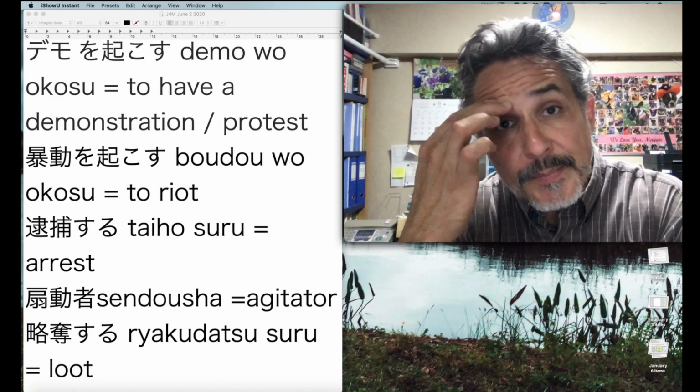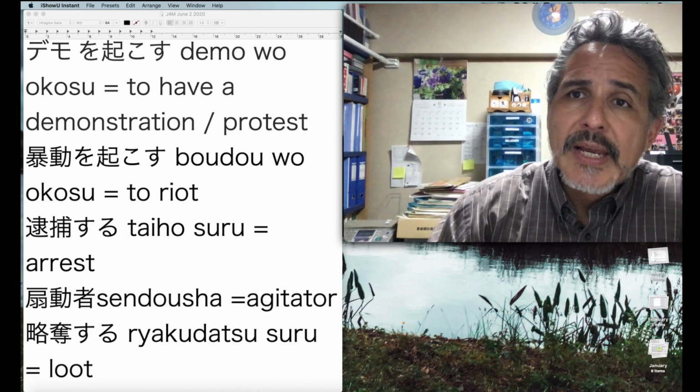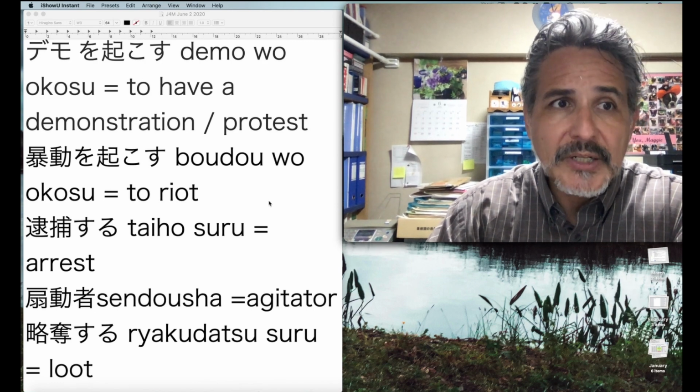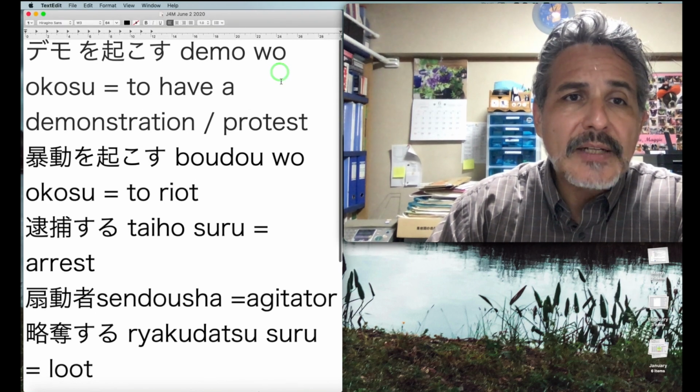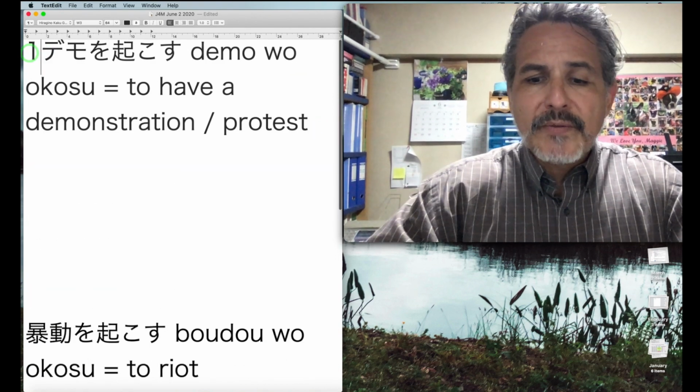Today, my topic is again the unrest that continues in America, and I'd like to teach you some Japanese expressions on how to express what is happening in America. So let's go to that. On my left here, you can see, I'm going to space this out so you can see it clearly, and we'll give it numbers so it's easier to refer to later.